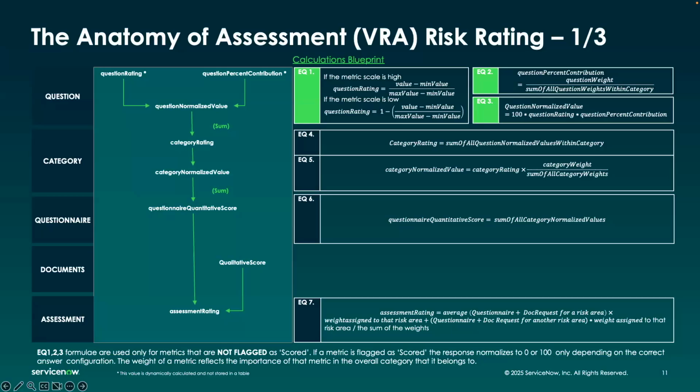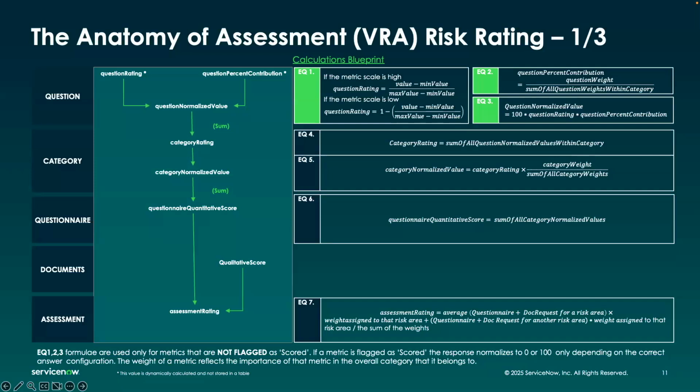Assessment rating. Finally, everything rolls up to the assessment rating, the weighted average of all questionnaires and document requests within each risk area is calculated. The system uses the risk area scoring method defined in the scoring rule, specifically third-party risk scoring rule, to determine how the ratings of questionnaire and document request of a particular risk area should be treated when calculating the final assessment rating as a weighted average.